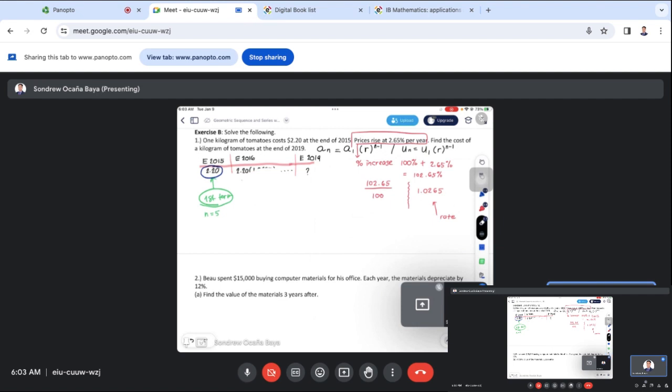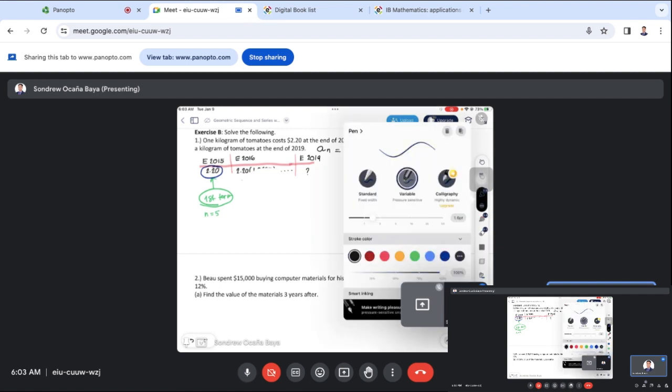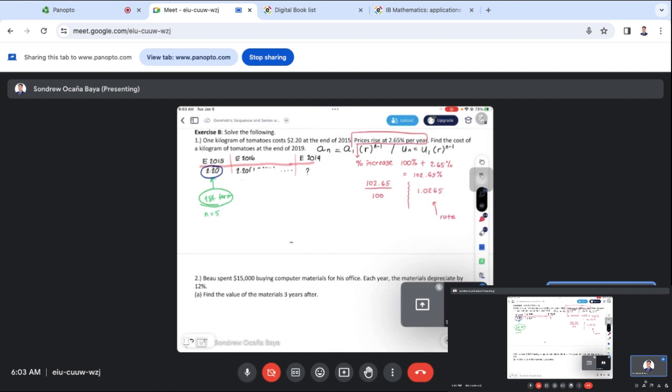Okay. So I'll have to use the data in 2015 as my first term. So I have u sub 1 equal to 2.20. My n is equal to 1. And my rate, remember, is 1.0265. And we are looking for u sub 5, which is your data in 2019. Let's be consistent with the variables.